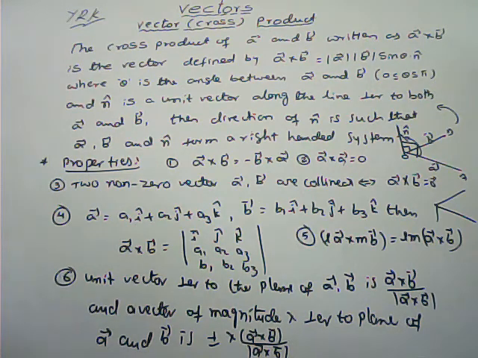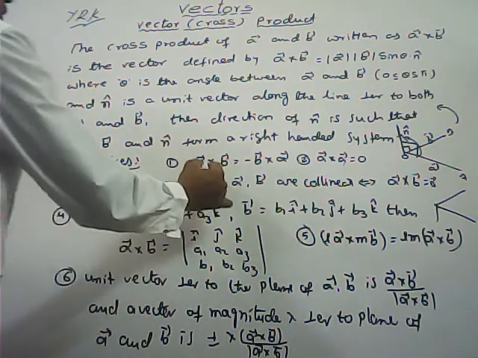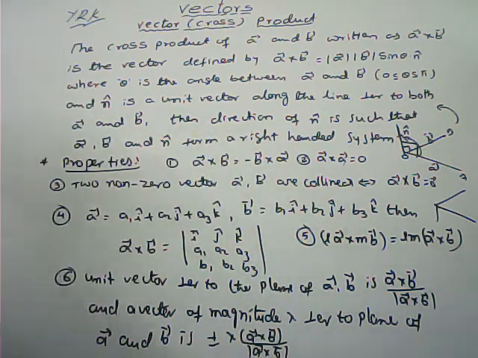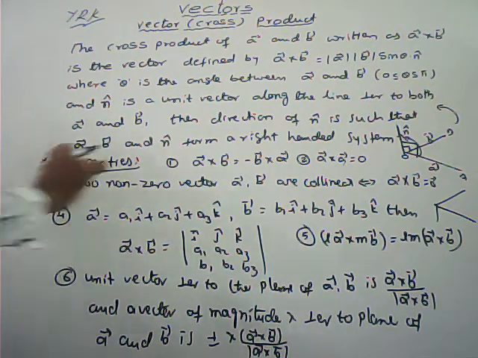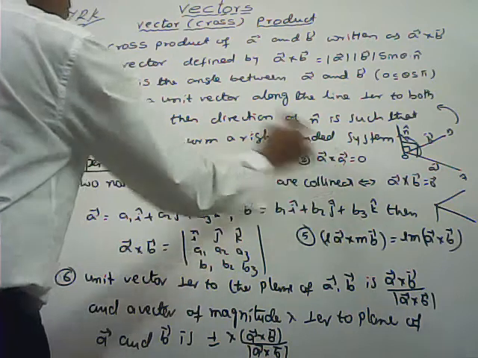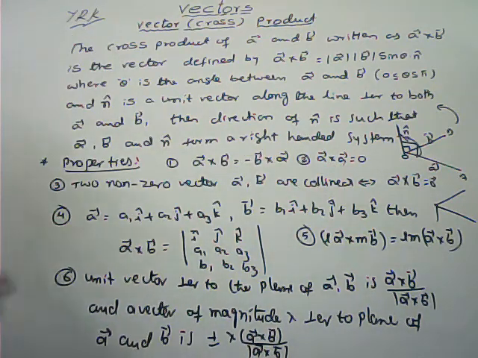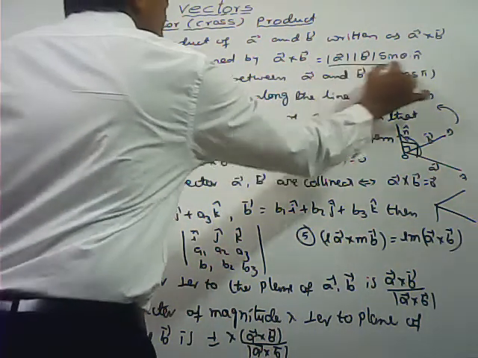Otherwise, how are we taking sin theta? Theta is the angle between both the vectors. In the anti-clockwise direction, that is positive. In the clockwise direction, if we take a negative, sin of minus theta, we get minus sin theta. So A bar cross B bar is equal to minus B bar cross A bar. And A bar cross A bar is modulus of A bar, modulus of A bar, sin of the angle between these two, which is 0 only. Sin 0 is 0, so total 0 into anything is 0 only.